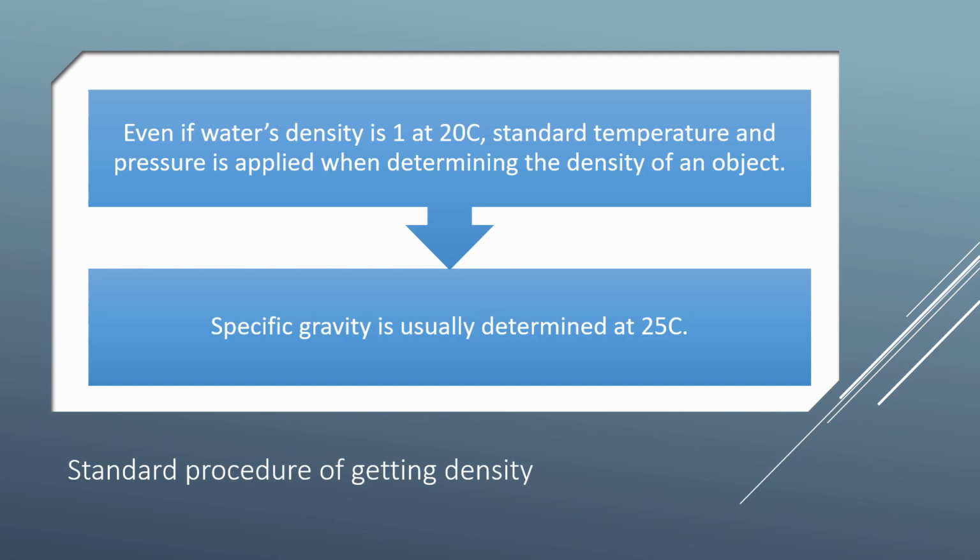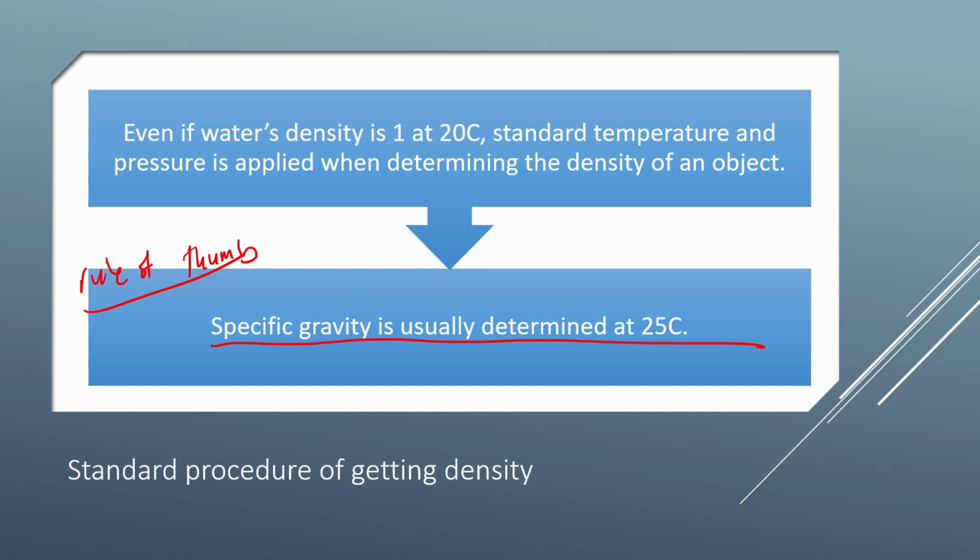So even if the water's density is 1 at 20 degrees Celsius, standard temperature and pressure is applied when determining the density of an object. The specific gravity is usually determined at 25 degrees Celsius. So this is a rule of thumb. Ideally, if you're going to conduct a measurement of our specific gravity, you should perform it at 25 degrees Celsius.